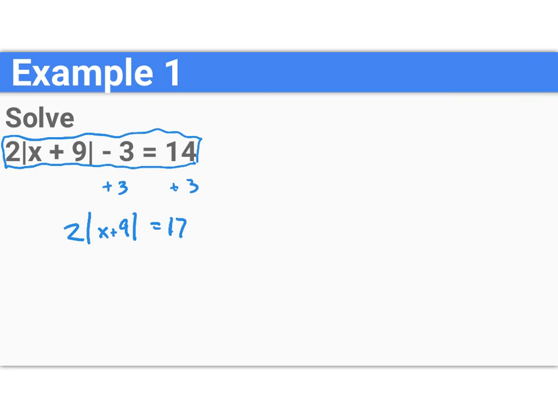I could distribute the 2 because I don't feel like dealing with a fraction. So that's what I'm going to do. I'm going to distribute the 2: 2x plus 18 equals 17. And I'm going to use this one: 2x plus 18 equals negative 17. So if we subtract 18 from both sides, we get 2x equals negative 1, x equals negative 1/2.